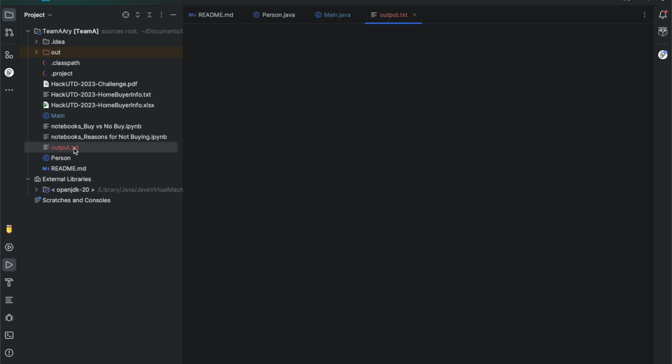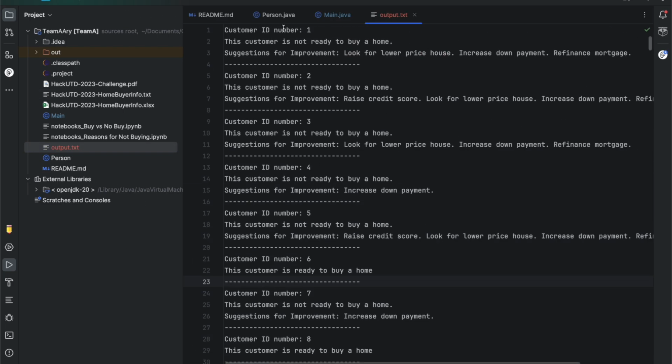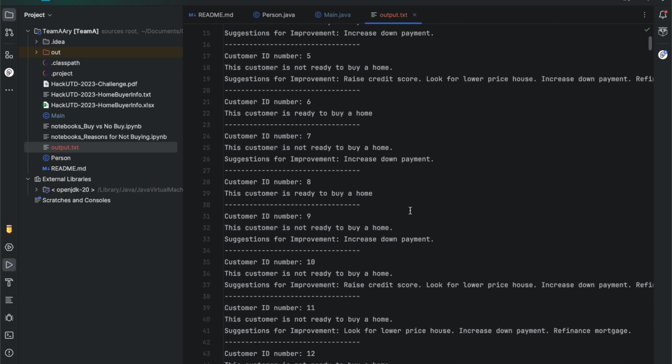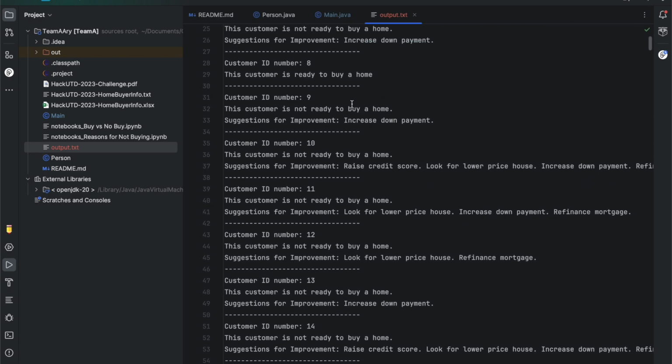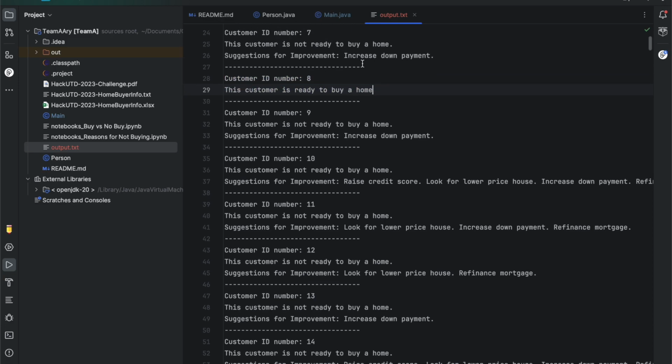I get this output file where we show the ID number and we explain to them that they're not ready to buy a home and why. And then if we scroll down a bit further, we can see, for example, customer ID number 8, this customer is ready to buy a home. So therefore, they have no need for suggestions for improvement.